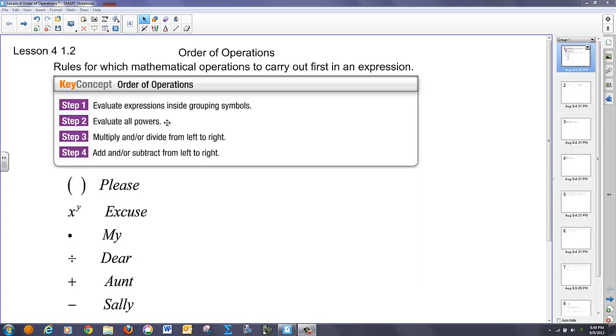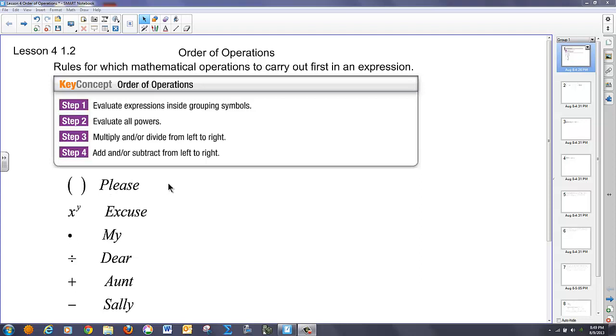Next, you want to deal with all your powers, followed by multiplying and dividing, and we do that however we see it from left to right, followed by any additions or subtractions left, once again as we see them from left to right.